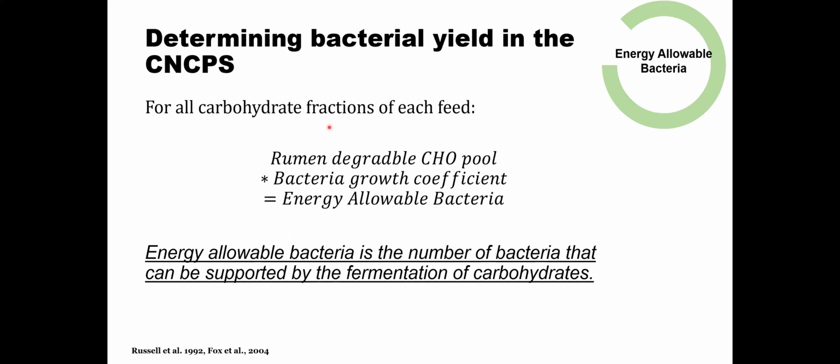And then once we have calculated all the carbohydrate fractions, right, we get the Rumen degradable carbohydrate pool. We multiply that by the bacterial growth coefficient, and we get the energy allowable bacteria. So again, this is the amount of bacteria that can be supported by the fermentation of those carbohydrates. And we always calculate that first. And then from that potential, we then back calculate how much nitrogen is going to be required to meet that microbial growth or that bacterial growth.